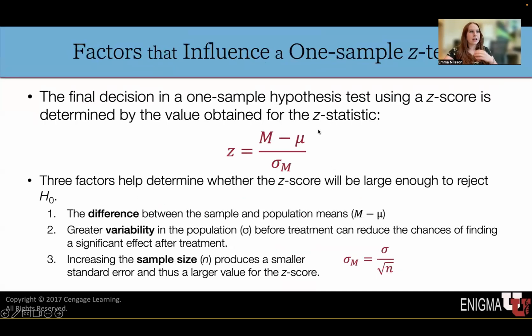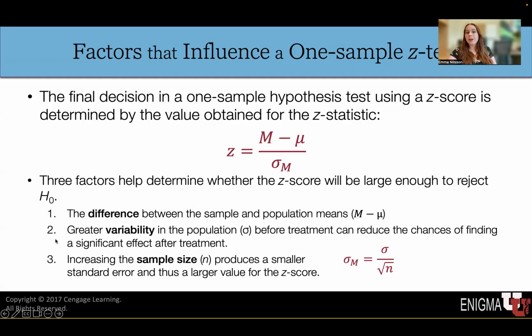Okay, here are, just as another reminder, some factors that are going to influence the one sample z-test. Here's our z statistic. There are three factors that determine whether a z-score is going to be large enough to be in your critical zone. Looking at your numerator, the first factor is the difference between the sample and population means. As you have an increased difference between your sample mean and your population mean, your Z statistic increases. And then the second two factors both fall within the denominator, the standard error.